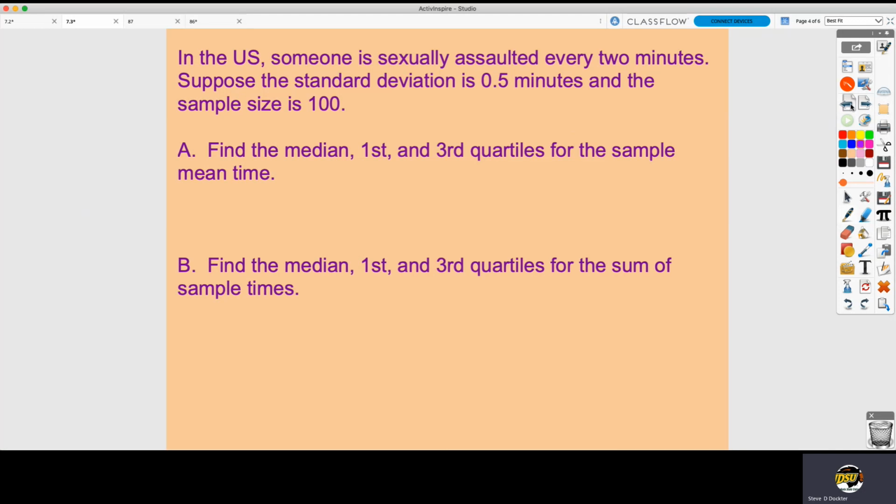Now, as you're writing this stuff down here, you see, first of all, question A and B are very, very similar there, okay? Find the median, first and third quartiles. What is that talking about? Median is what percentile? 50th percentile. Right, we are trying to find the 50th, the 25th, and the 75th percentile. So we're doing a lot of the same stuff that we did on the last slide there.